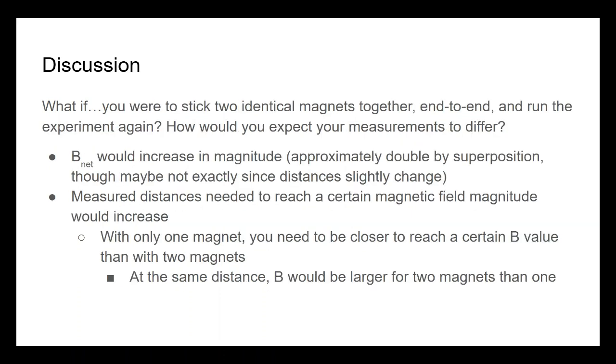So if we stuck two identical magnets together end to end and we ran the experiment again, the net magnetic field would likely increase in magnitude, probably about double, although distances slightly change because now the center of the dipole is a little bit different. And the distances needed to reach a certain magnitude would increase because now our magnet is stronger. So we don't need to be as close to get the same magnitude value as we would for only one.